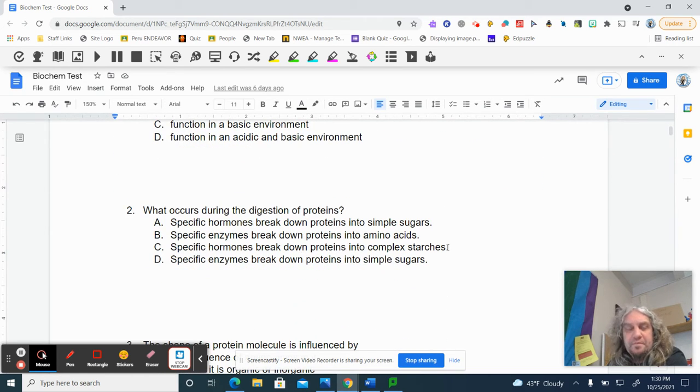Question 2. What occurs during the digestion of proteins? A, specific hormones break down proteins into simple sugars. B, specific enzymes break down proteins into amino acids. C, specific hormones break down proteins into complex starches. D, specific enzymes break down proteins into simple sugars.